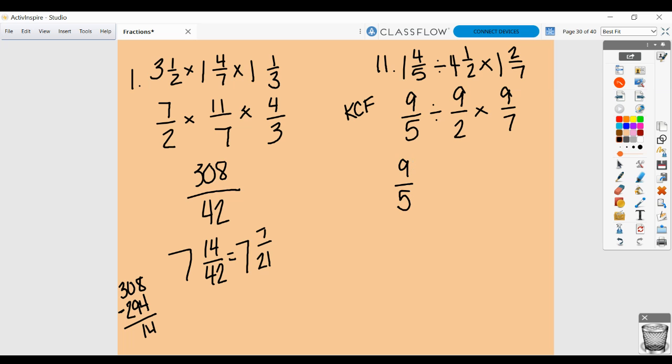So you keep the first one, change it to multiplication, flip the second one. And then you can just write the other 9 over 7. So now it's all multiplication. So you can just multiply straight across. So 9 times 2 times 9 is 162. 5 times 9 times 7 is 315.